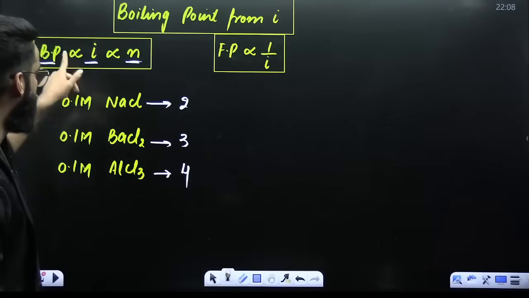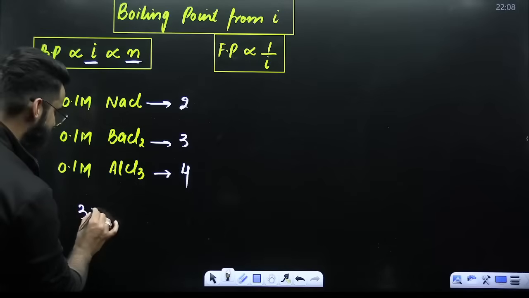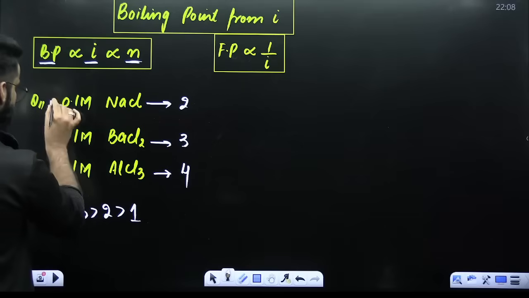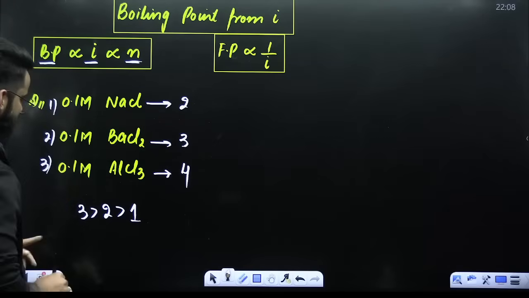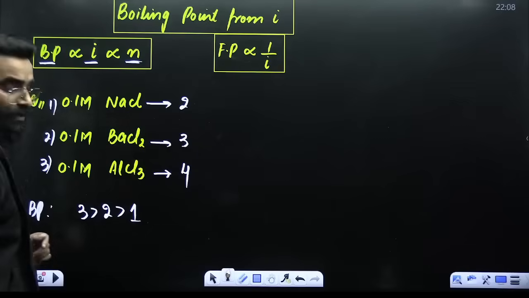The more ions produced, the more the Van 't Hoff factor, and the more the boiling point. So the boiling point of the third one is going to be maximum, followed by the second one, followed by the first one, right? If this was first, this was second, this was third, I would say the third one will have the maximum boiling point, followed by your second one, followed by your first one.